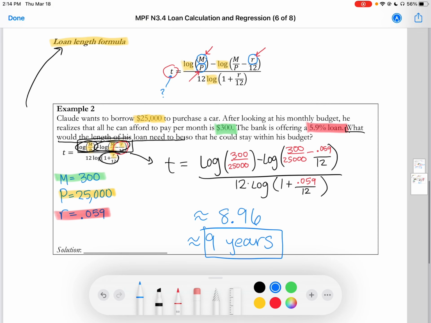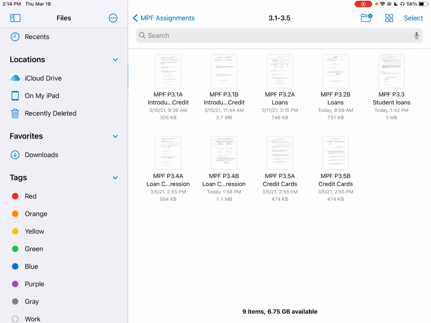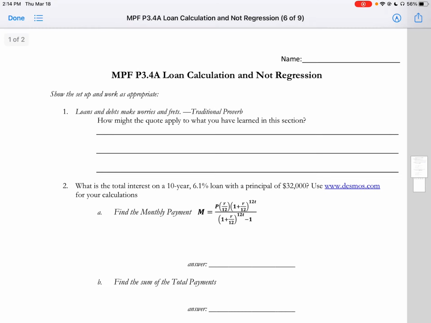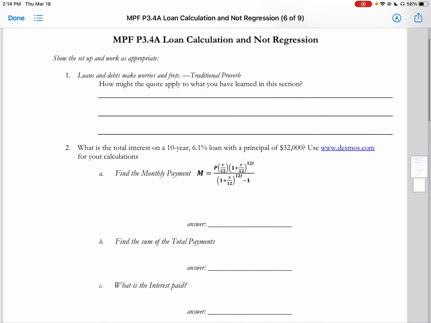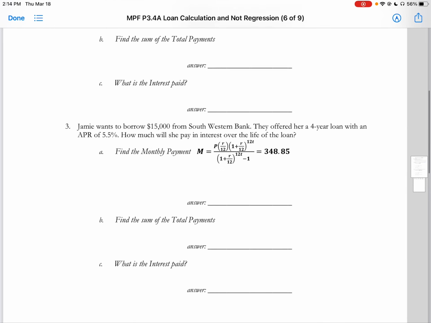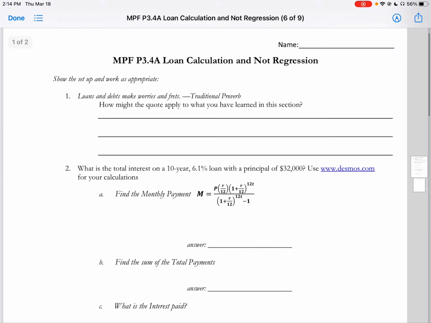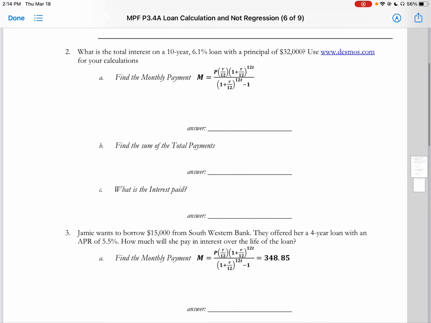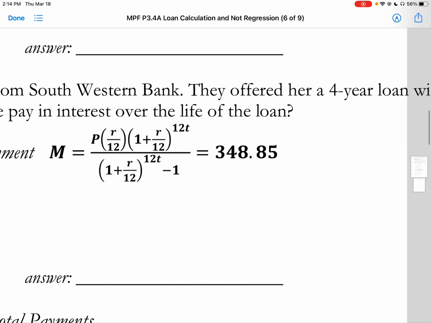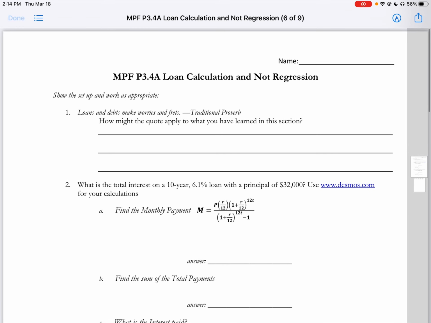That should be about what you need for your homework. I'm going to show you what your homework is really quick. For 3.4, we actually have a 3.4a assignment and a 3.4b assignment. 3.4a is kind of a review from last time. We're finding the monthly payment using our monthly payment formula. I'll have a key on the board for these, so you can put the screen up and come check. This one actually calculates it for you to save some time and just asks you some other questions. So you should be able to do that.